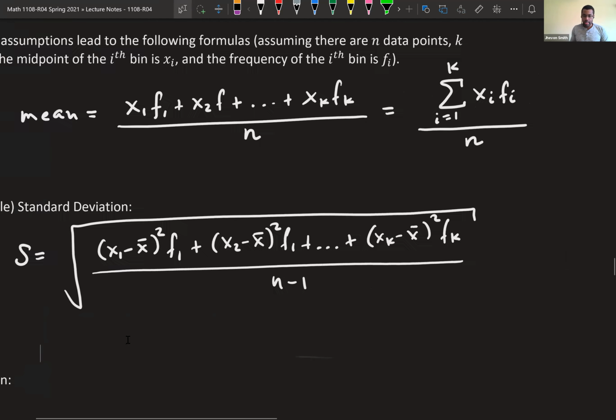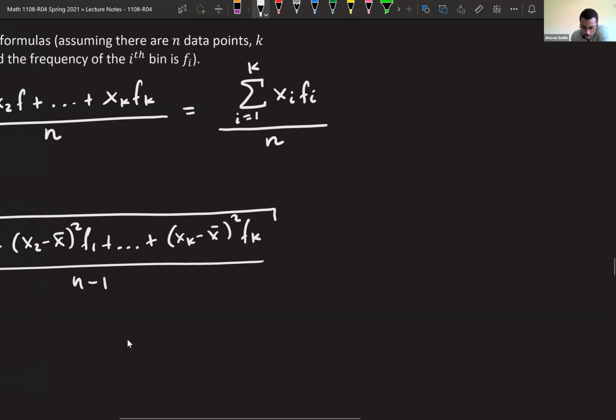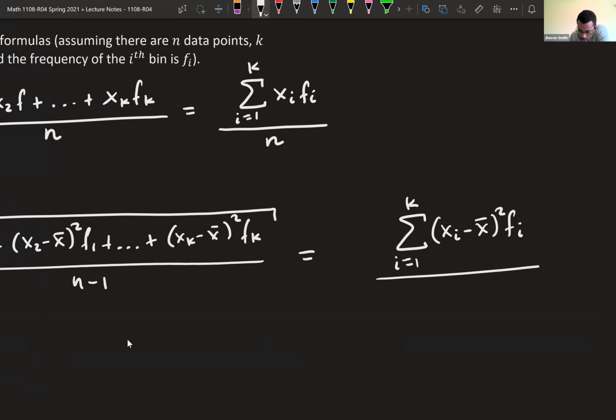Okay. You can write this in shorthand by the following. The sum from i goes from 1 up to k, where k is the number of bins. You have xi minus x bar squared times fi, all over n minus 1, and you take the square root. So that's going to be your formula there.